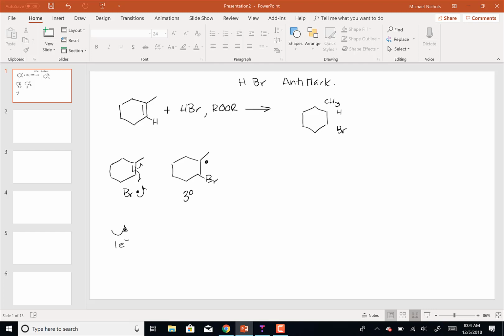Okay. But the question about stereochemistry still exists. So this is not a bromonium ion. This is a Br atom that adds. So if we say that the Br added to the top, so I put a bold wedge in there, the question is, when the hydrogen is added by the free radical, will it be added to the top, the bottom, or will it be added 50-50?